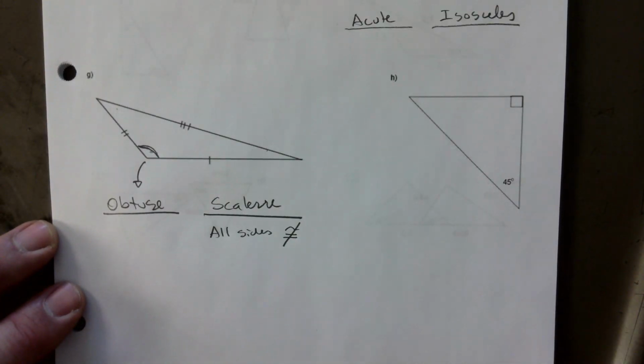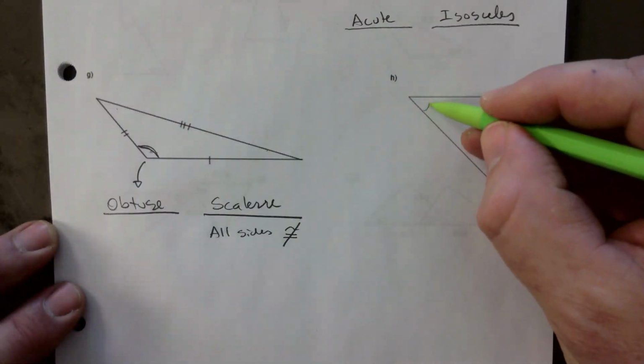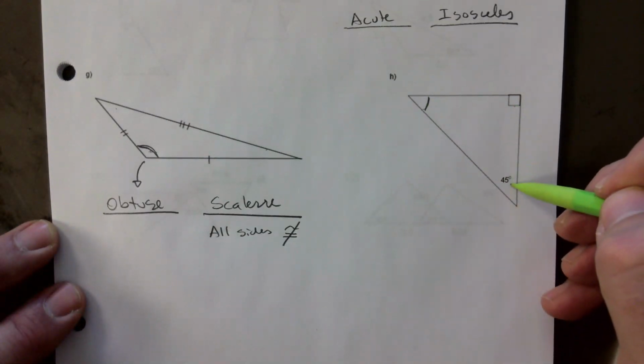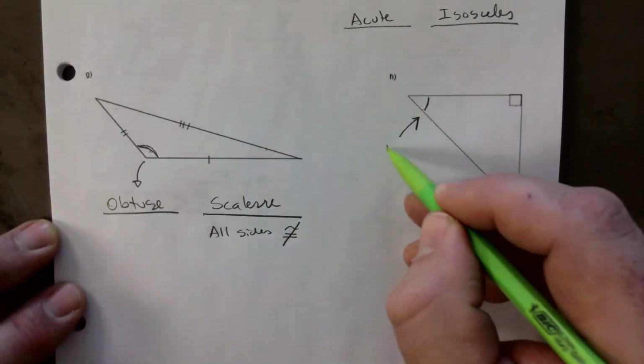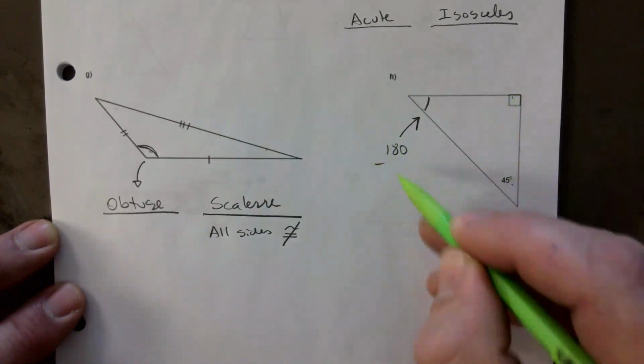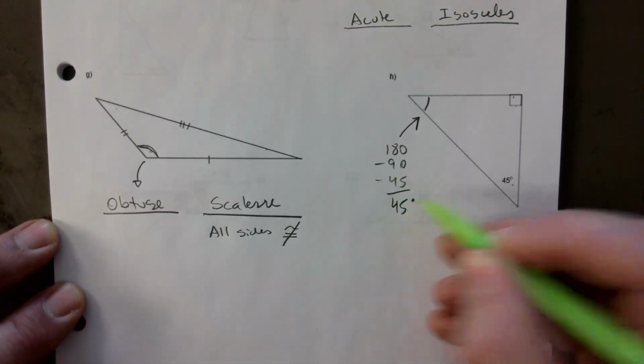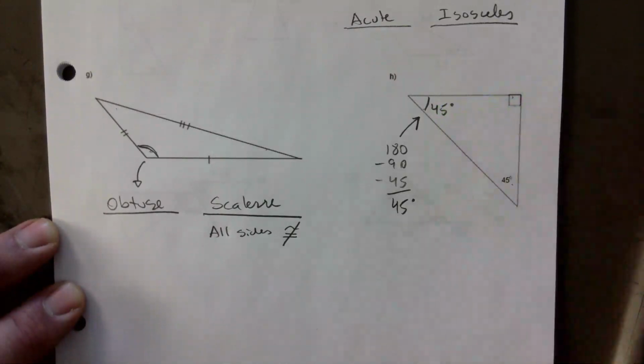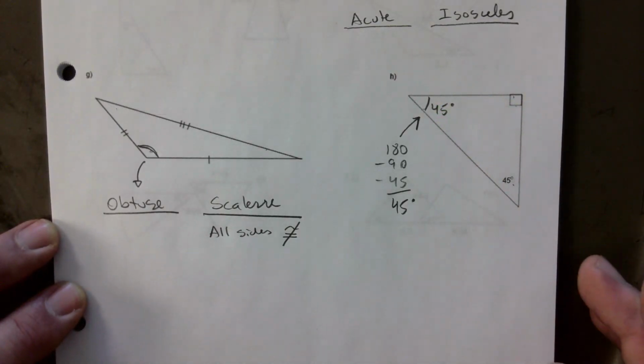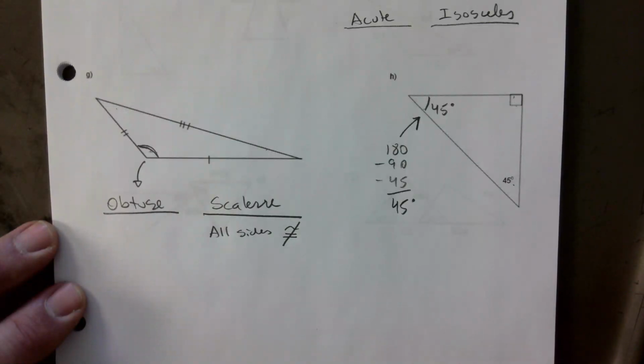Okay, one last one. Can you figure out this one? You've got two, absolutely. So that one is 180 minus the 90 minus 45. That ends up being 45. You probably already did the math here. So if at all possible, try to find all angles if numbers are provided.